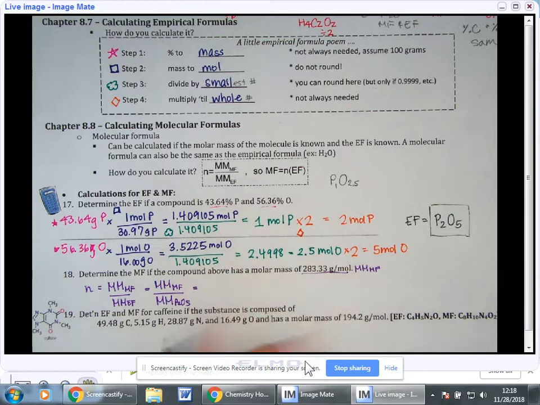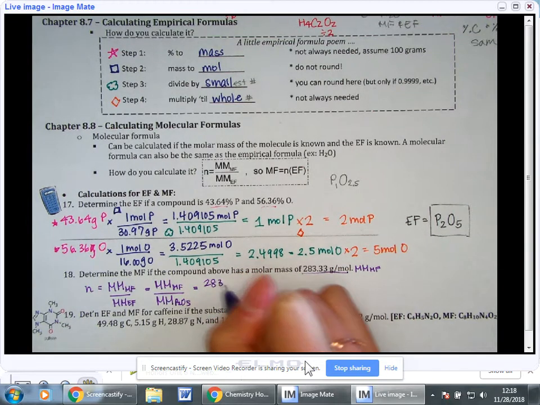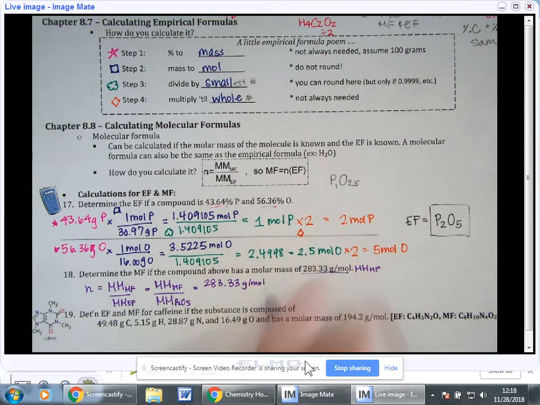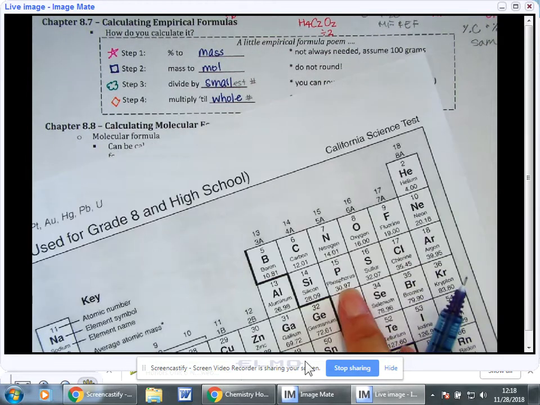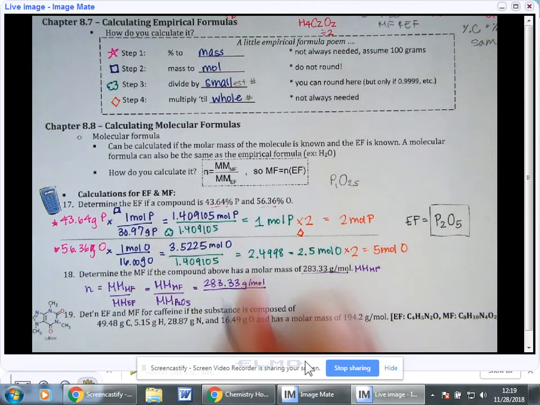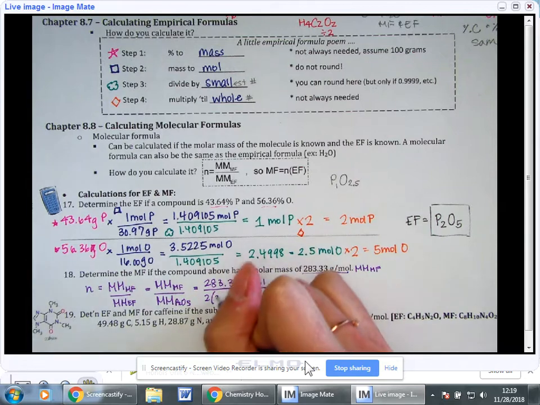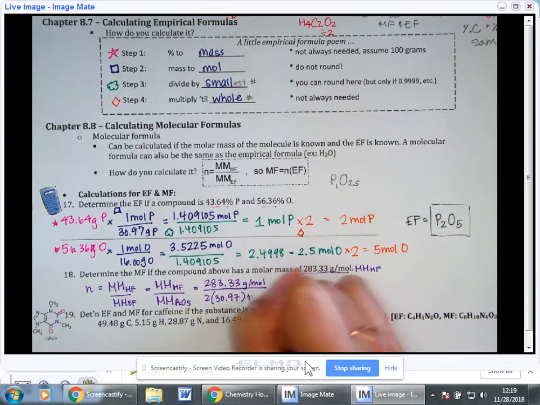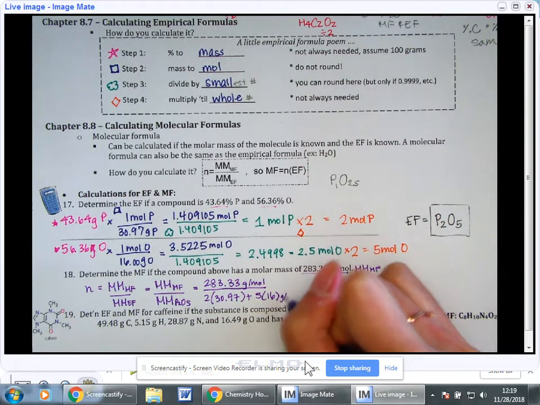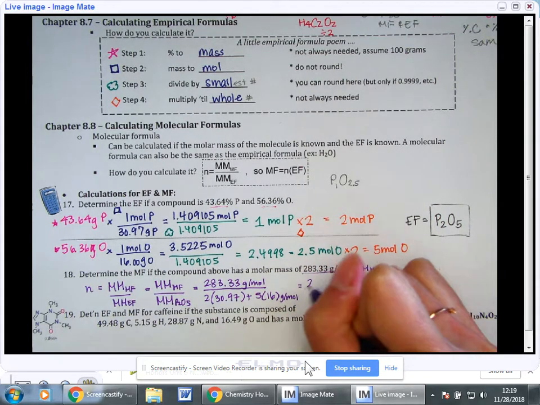So in the numerator, I'm going to put 283.33 grams per mole. And then in the denominator, I'm going to calculate the molar mass of P2O5. To calculate the molar mass of P2O5, I have to look back at the periodic table. So we have 2 phosphoruses and 5 oxygens. So I'm going to do 2 times 30.97 plus 5 times 16 from the oxygen. And that's also in grams per mole.